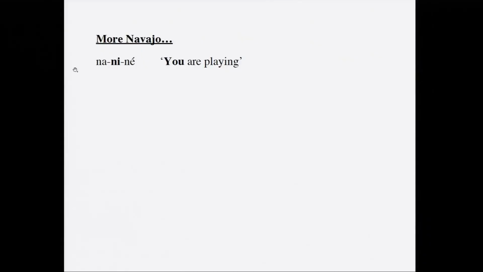Okay, I wanted to show you another bit of Navajo before we leave Navajo behind. Here's how you say you are playing in Navajo, so we're switching tenses now. We're going to get away from sibilant harmony. This is sort of the present tense, the imperfective aspect, people call it when they work on Navajo. It's not exactly tense. So this is how you say you are playing in Navajo. It's nanine.